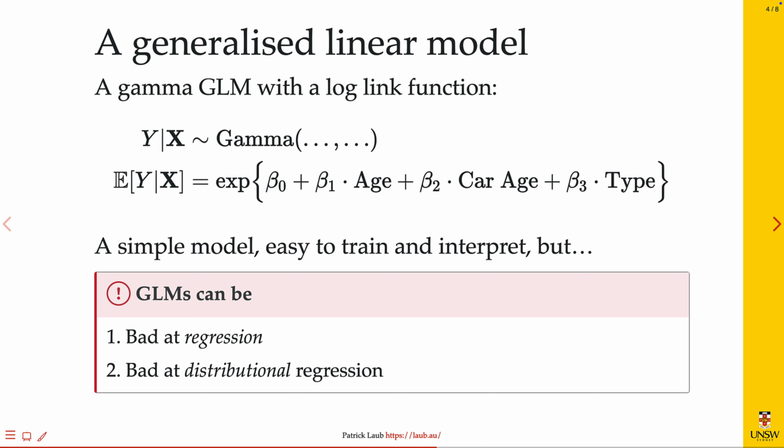By bad at regression, I mean that the relationships between the inputs and the target can be too simplistic, and the distributions that you slap on the output can be too simple as well. Basically, we come up with a guess of the average claim and then just whack on some kind of distribution without thinking too much. So what can go wrong?